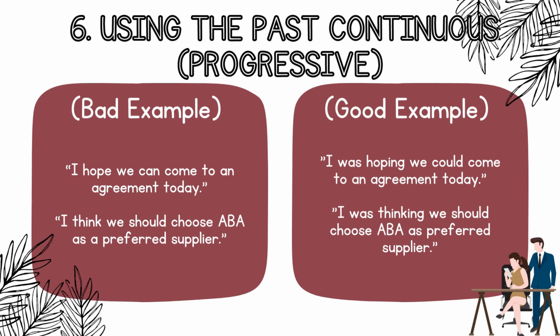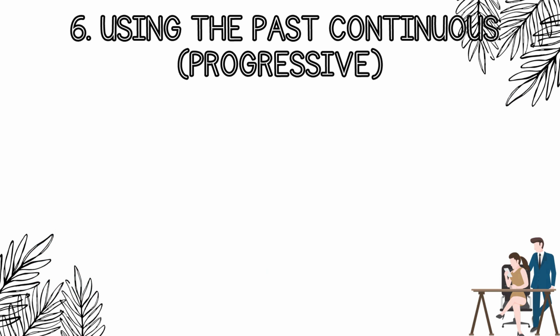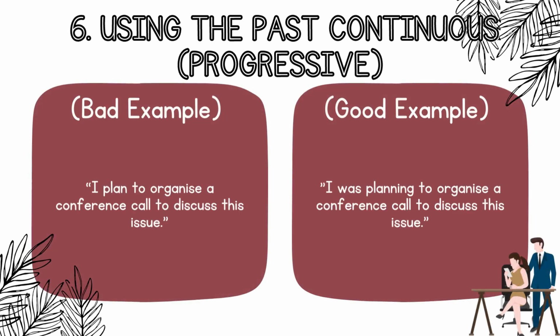Using the past continuous progressive also demonstrates the use of the following examples. Bad example, I plan to organize a conference call to discuss the issue. As opposed to a good example, I was planning to organize a conference call to discuss the issue.